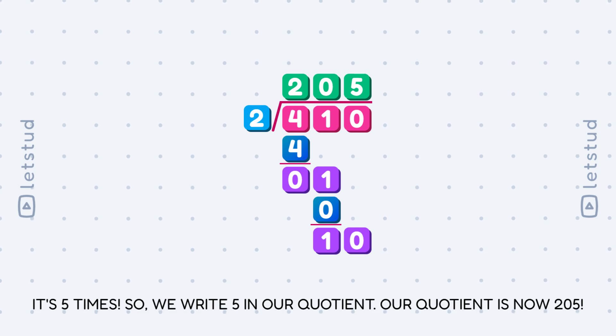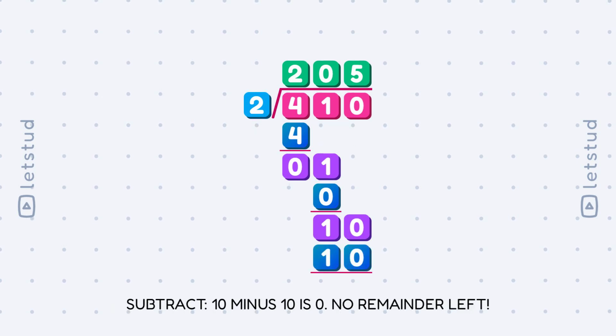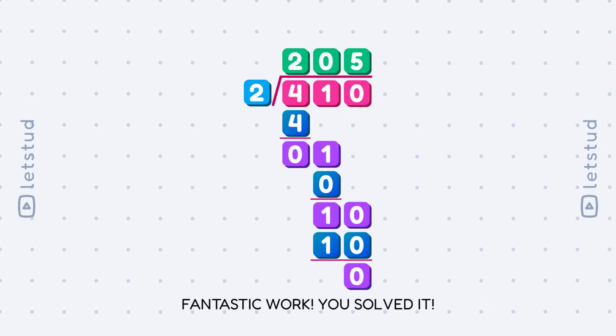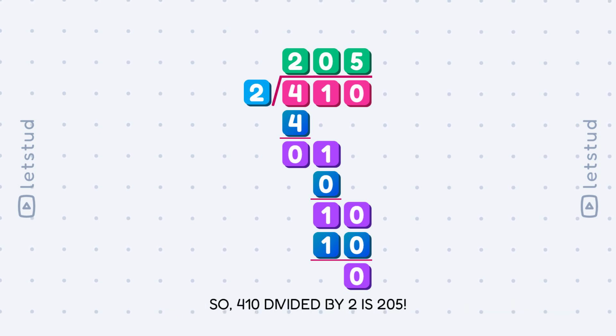Our quotient is now 205. Let's check. 5 times 2 is 10. Write 10 below our 10. Subtract. 10 minus 10 is 0. No remainder left. Fantastic work, you solved it. We've used all the digits and have no remainder. We're all done. So 410 divided by 2 is 205.